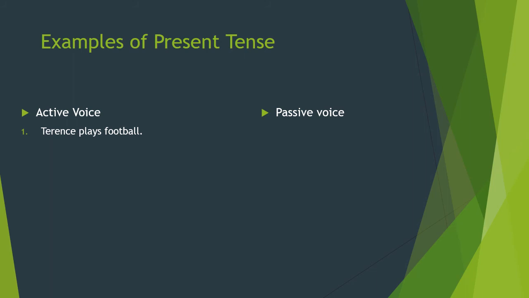As I have already said, subject and object will exchange. So football will become the subject and Terence the object. Now how will the passive voice become? Football is played or are played. Since football is singular, it will become is played. So the sentence in passive will become: football is played by Terence.